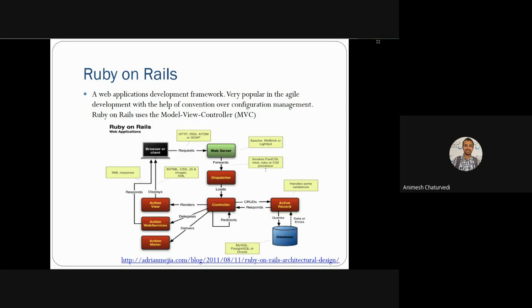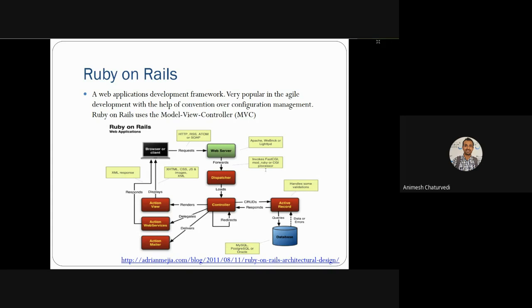Dispatcher do what? Dispatcher sends the load to the controller according to load balancing. Then the controller would do what? CRUD operations: create, read, update and delete from Active Record. Whatever database is there, it will ask for some data or edit some data or delete some data. Then the response comes to the controller.